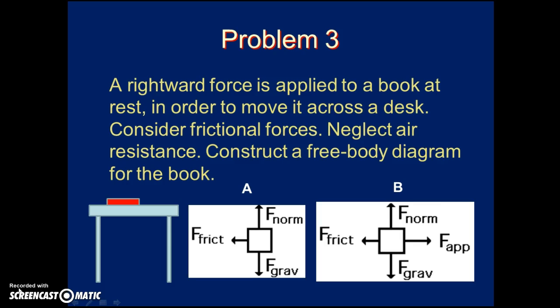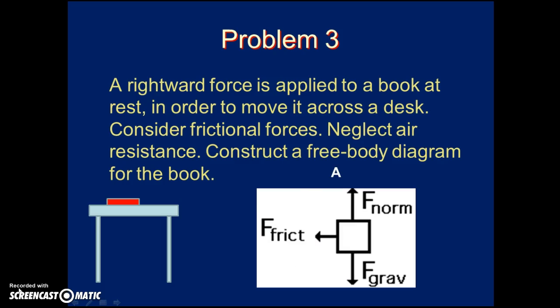In this problem, we're going to apply a rightward force to the book that's sitting on the table in order to move it across the desk. We're also going to consider frictional forces but neglect air resistance. Which of the 2 following diagrams would represent the forces acting on that book? We do have gravity and the normal force keeping the book on the table, and we did consider friction. What happened to the applied force? Why don't you click the button to review your steps and try again.